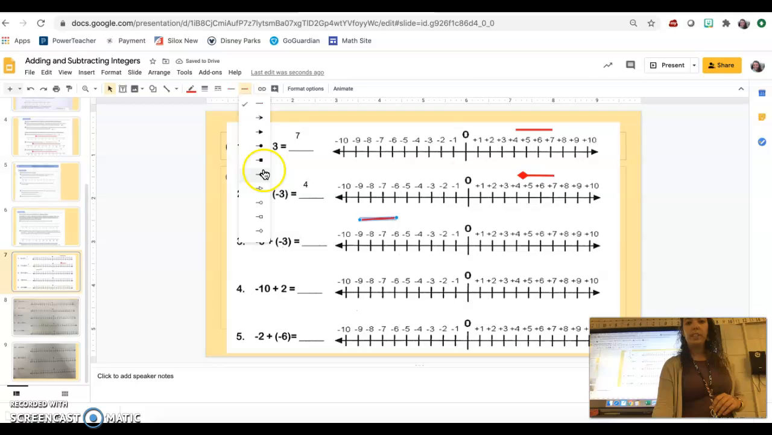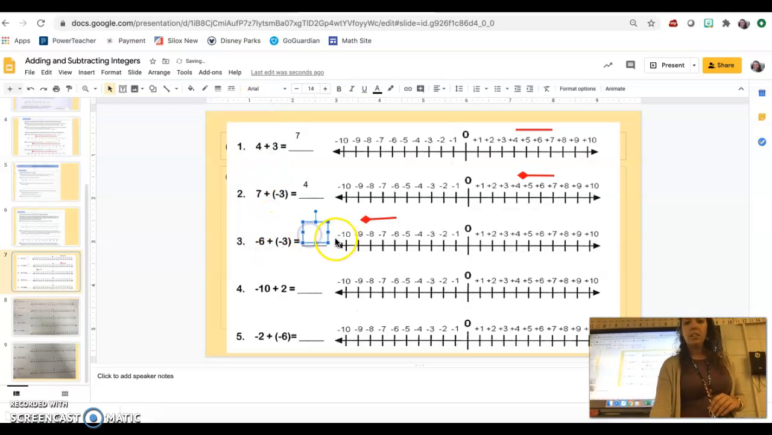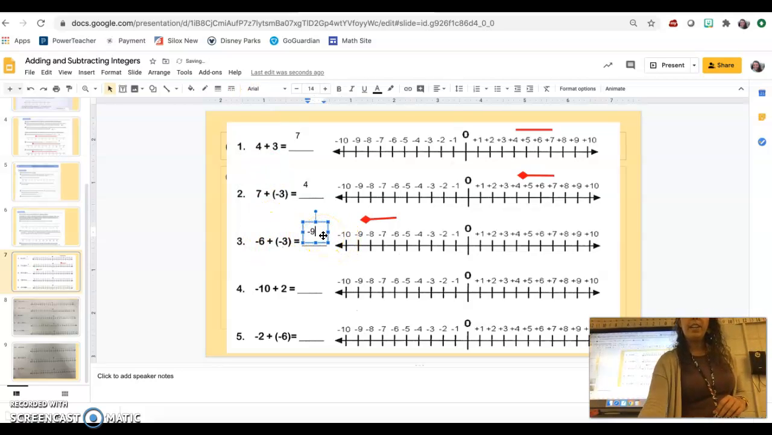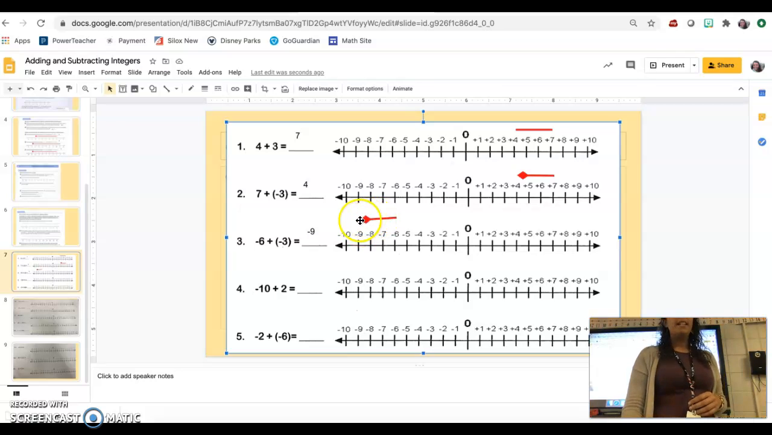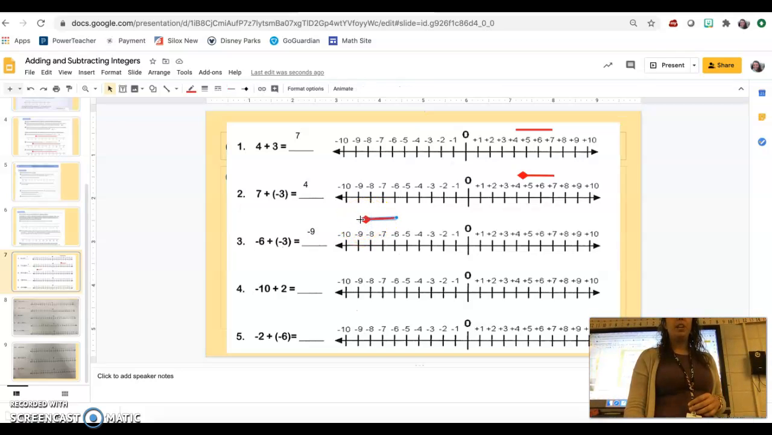So if you look, that put us at negative 9. Okay? I want you to notice something. Positive plus a positive ended up with a positive, right? A negative plus a negative, what did that end up with? Negative. Keep that in mind. Not always. We're gonna try this next one and see. Okay? Trying to make that line a little straighter.